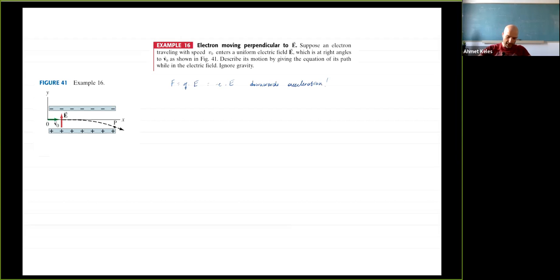So if I have the force, I can calculate the acceleration. F is equal to m times a. This m is the mass of the electron, which was given something like 10 to the minus 31 kilogram, very small. Then a is equal to, let's forget about sign and just keep the directions explicitly, e E divided by m, again, downwards like this. Okay.